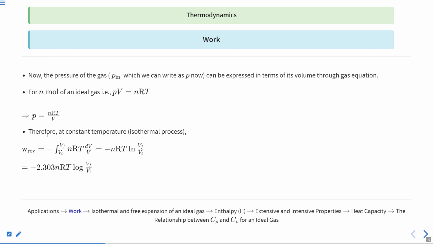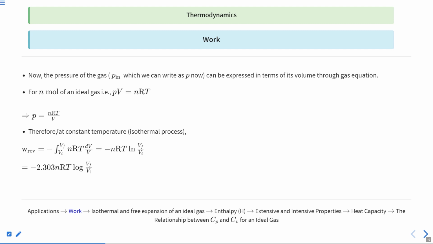Now you will know that p internal is the pressure inside the, say, container or the piston, and its formula is what? From the gas law we know that p is equal to nRT by v. If we put those things here, then we get nRT dv by v. Clear? Is this thing clear?